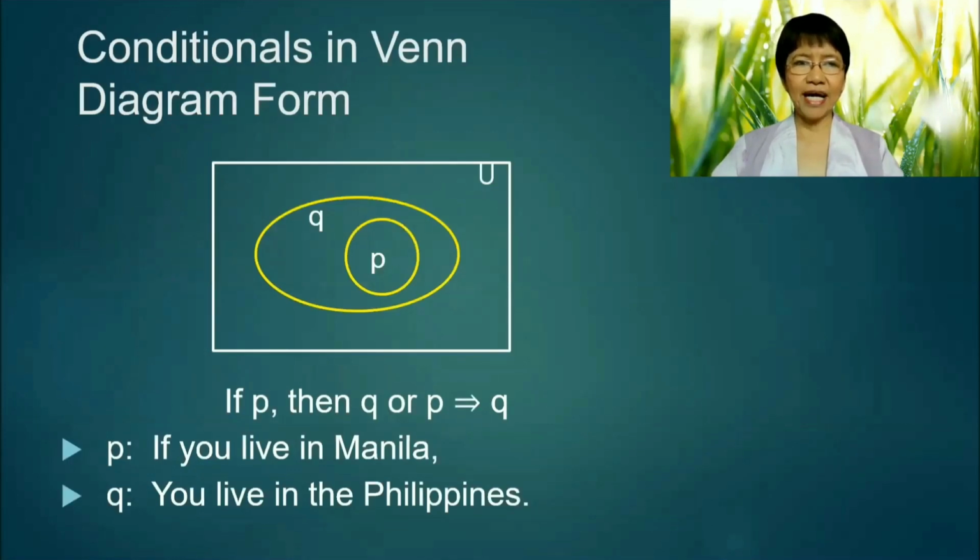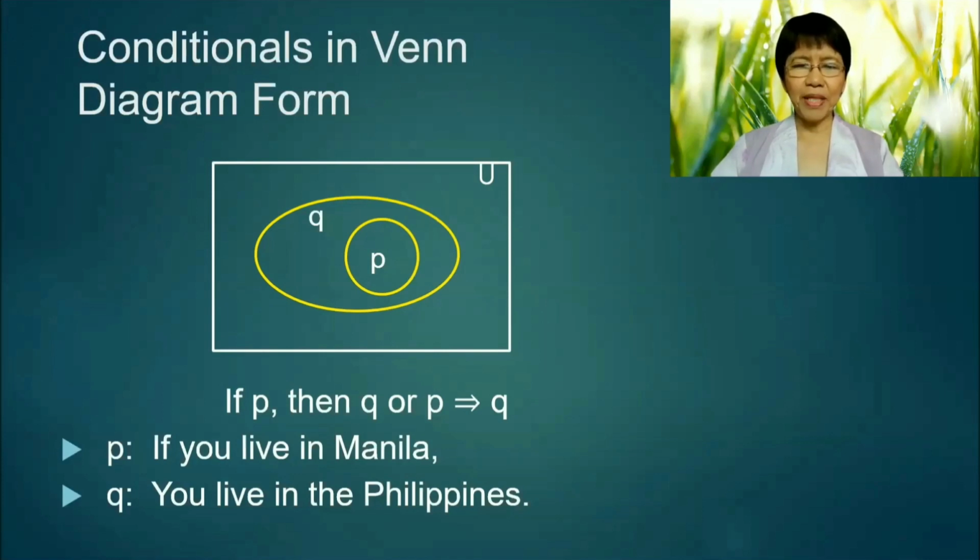Conditionals in Venn diagram form. If you look at the conditional here, there are two sets, and P is a subset of Q. So P is entirely inside the set Q, and Q is entirely inside the universal set. So we read this Venn diagram as if P, then Q, or P implies Q.